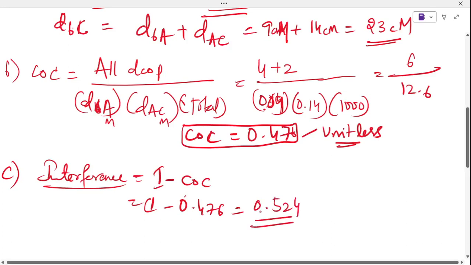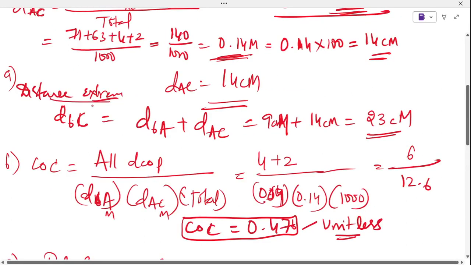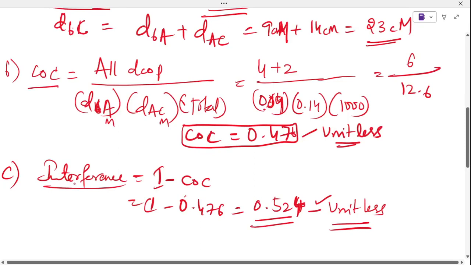This is the interference. So if interference is more, definitely the linkage will be lesser. Interference is more and linkage will be lesser. This is also unitless. Understand? We calculated the distance between extreme genes, coefficient of coincidence and interference.